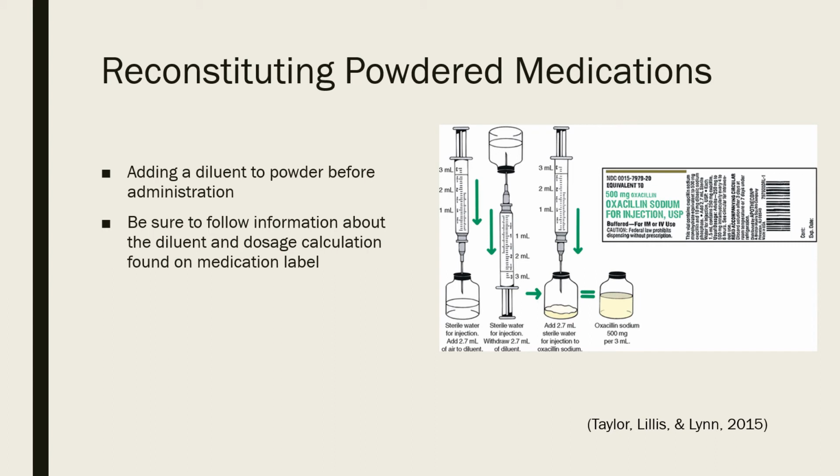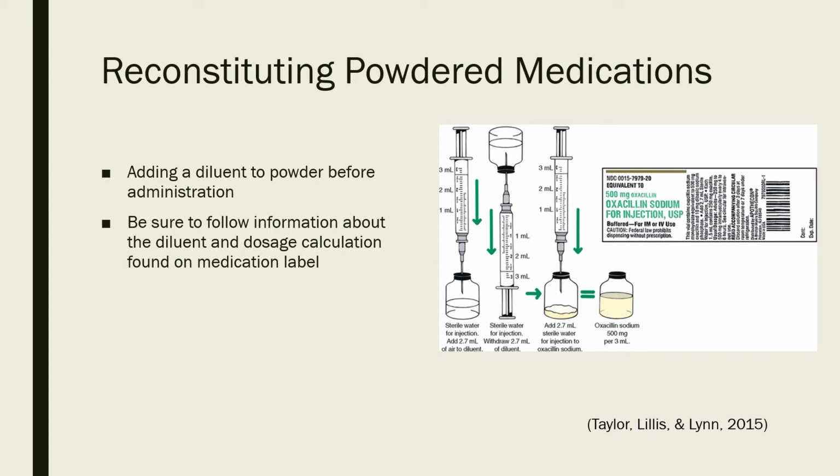So some medications are not stable as liquids for a long period of time, so those medications will come in powder form, and you have to reconstitute those. So you have to look at the package directions to find out what it says about what kind of diluent you need to use. Sometimes some of them will use normal saline, and sometimes they'll use bacteriostatic water. And you want to make sure that you follow the directions on that.